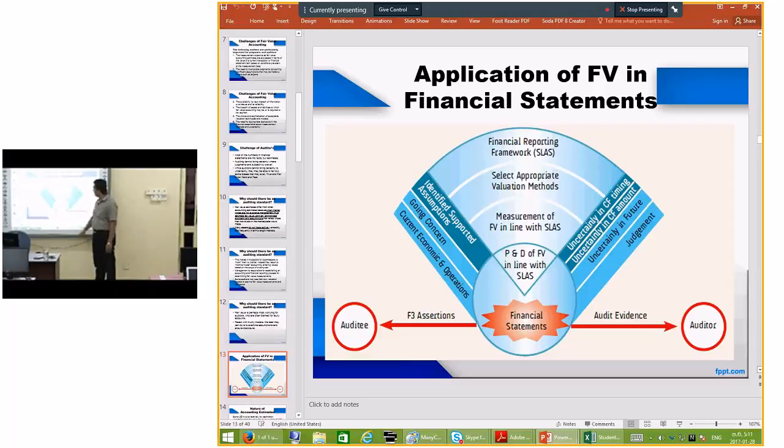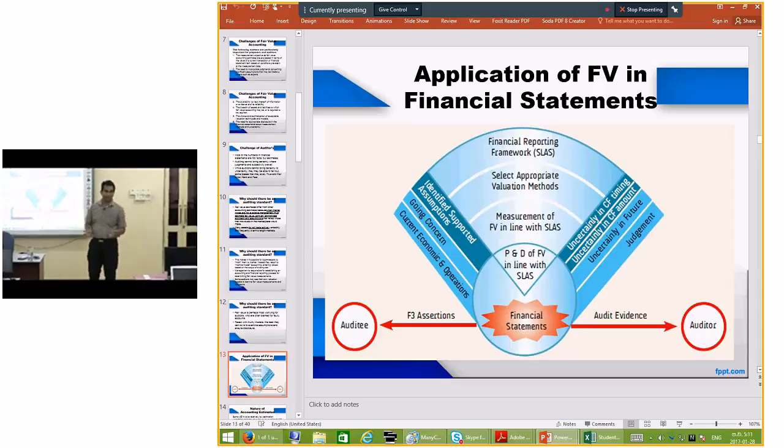So when it comes to the fair value measurements, you have to consider the current economic conditions, going concern, identified supported assumptions, right? Again, from the other aspect, you have uncertainty in cash flow timing and uncertain cash flow amounts, as we discussed. Then uncertainty about the future, then you have to make the judgment, right? So you have to go with the fair value measurement in line with the SLFRSs, select an appropriate valuation method and comply with the financial reporting framework. This is basically the overall perspective on this.